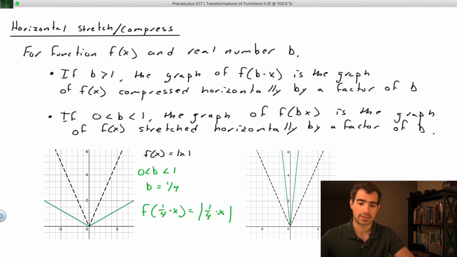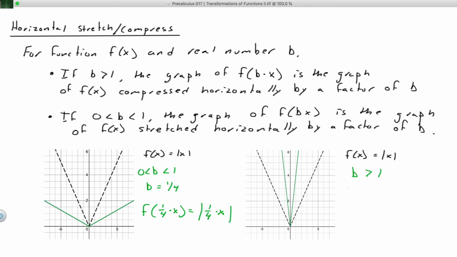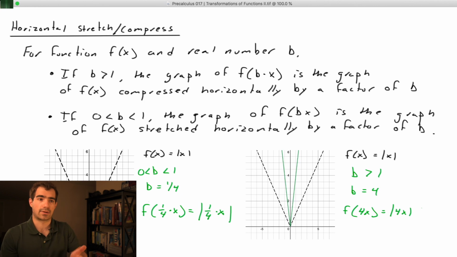And similarly, on the right-hand side here, we still have f of x equal to the absolute value of x in the black dashed line, except in this case, we have b is greater than 1, causing the graph to be compressed horizontally. In particular, b is equal to 4, so it's compressed by a factor of 4, and this green line is represented by f of 4x, or in other words, the absolute value of 4x. And we can see that reflected on the graph by the fact that this V is getting narrower as we multiply by the factor of 4.